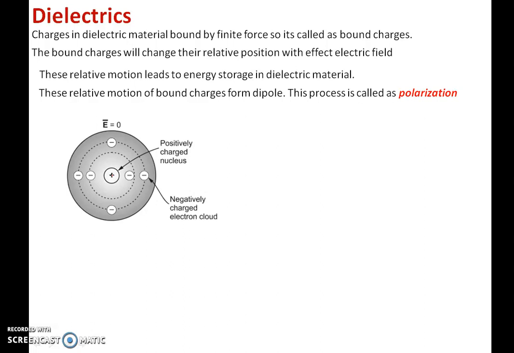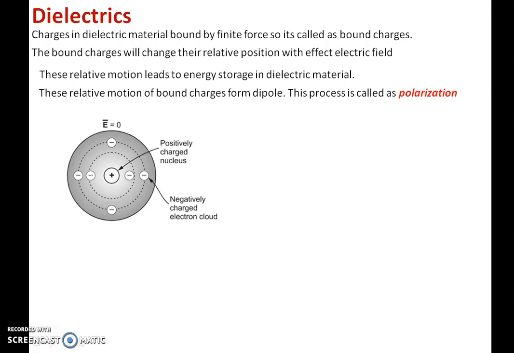Now when I apply an electric field equal to 0, that is, I am not applying any electric field, there will be an equal amount of positive charge and negative charge. All the charges are bound by the molecular forces, because equal and balanced positive and negative charges or forces will be there. So they will be bound by the force from inside the atom. So there is no formation of a dipole when I am not applying a field.